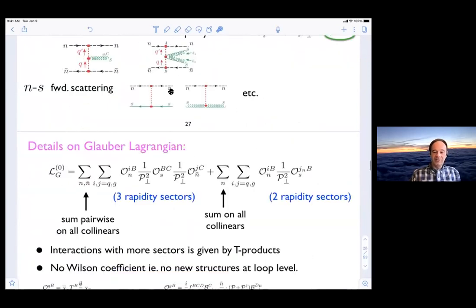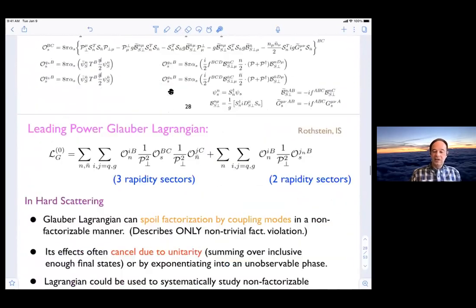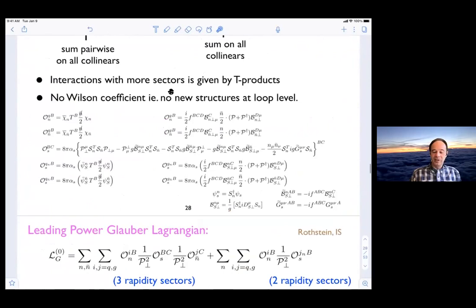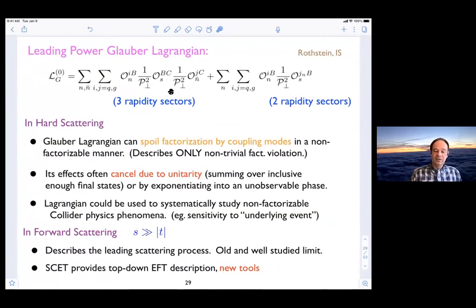Sort of for completeness, I wrote down what all the operators are, but I don't want to spend time looking at that. They're all just constructed out of the building blocks that I mentioned, but it's not too important for my talk, so I will skip over that. So what does the Lagrangian actually do? The reason that this Lagrangian is important is that it actually can violate those factorization theorems that I was telling you about.